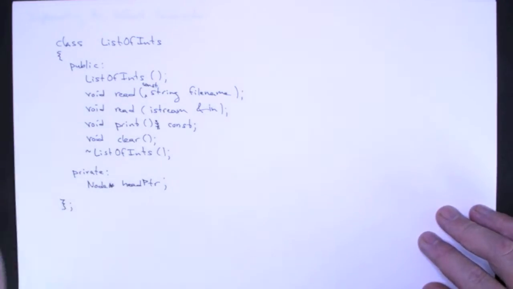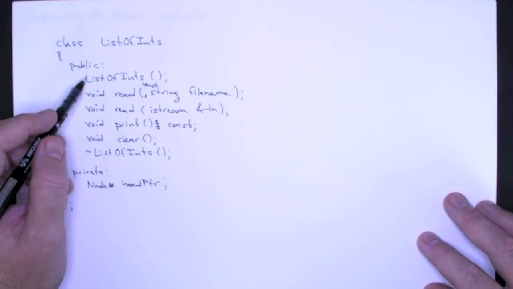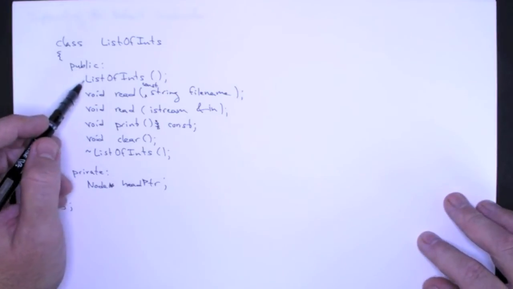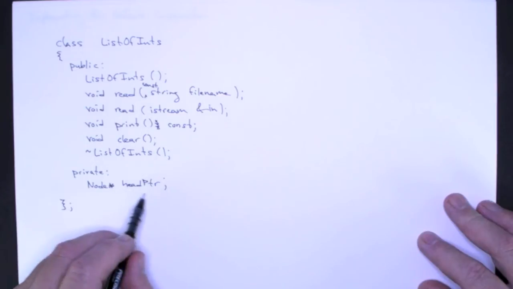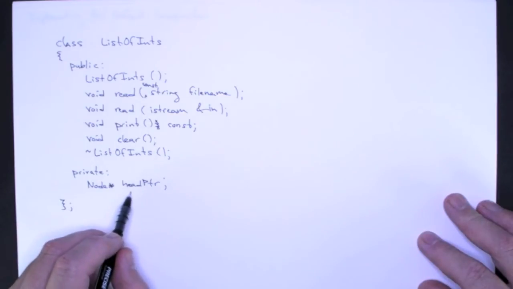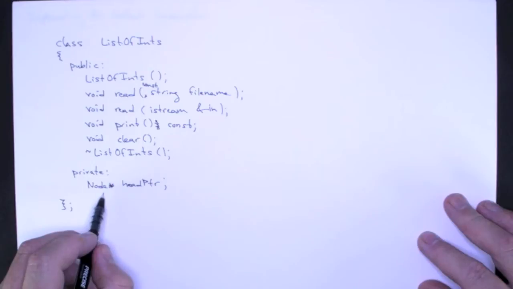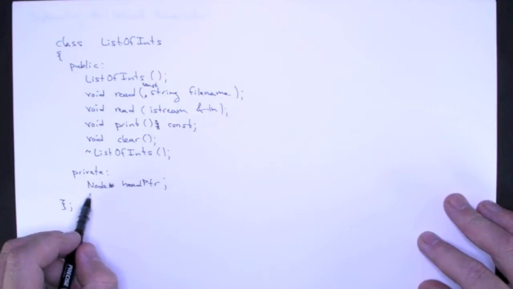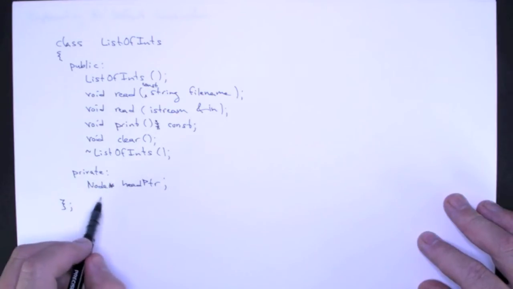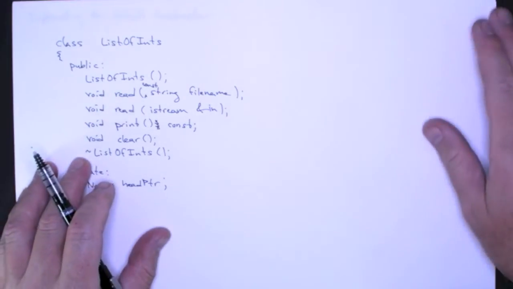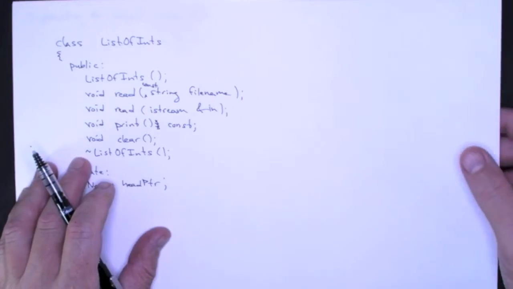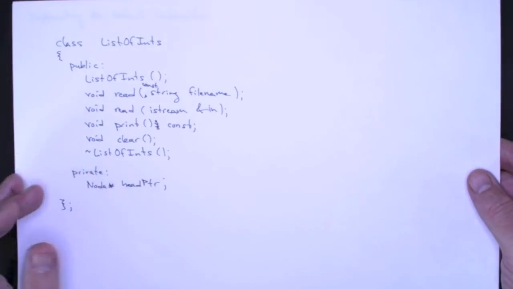So just like all the other classes we've implemented, our default constructor is going to give default values to the private data members. In this case, the only one we have is head pointer, and it's a pointer to a node. It's imperative that the constructor assign this pointer to null, because if that doesn't happen, you'll effectively have a dangling pointer, and I'll explain that a little bit more.